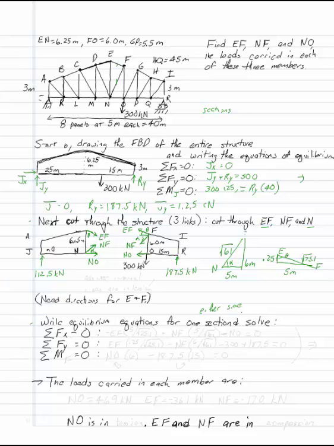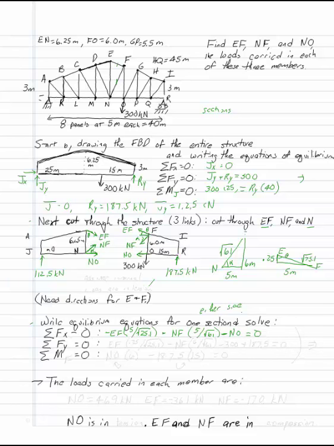Just because I had to pick one, I'm going to pick the right-hand side here and sum the forces and moments. If I sum the forces in X, I have minus EF times 5 over the square root of 25.1, because the force triangle and the distance triangle are similar, minus NF times 5 over the square root of 61, minus NO equals 0. Because all of these are going in the negative direction.